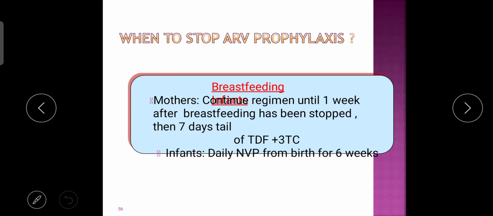When to stop ARV prophylaxis? In the time of breastfeeding, the mother continues the regimen until 1 week after the breastfeeding has been stopped, that is 7 days, of the TDF and 3TC. Infants are given it daily, and for the baby you also have to start from birth for 6 weeks.